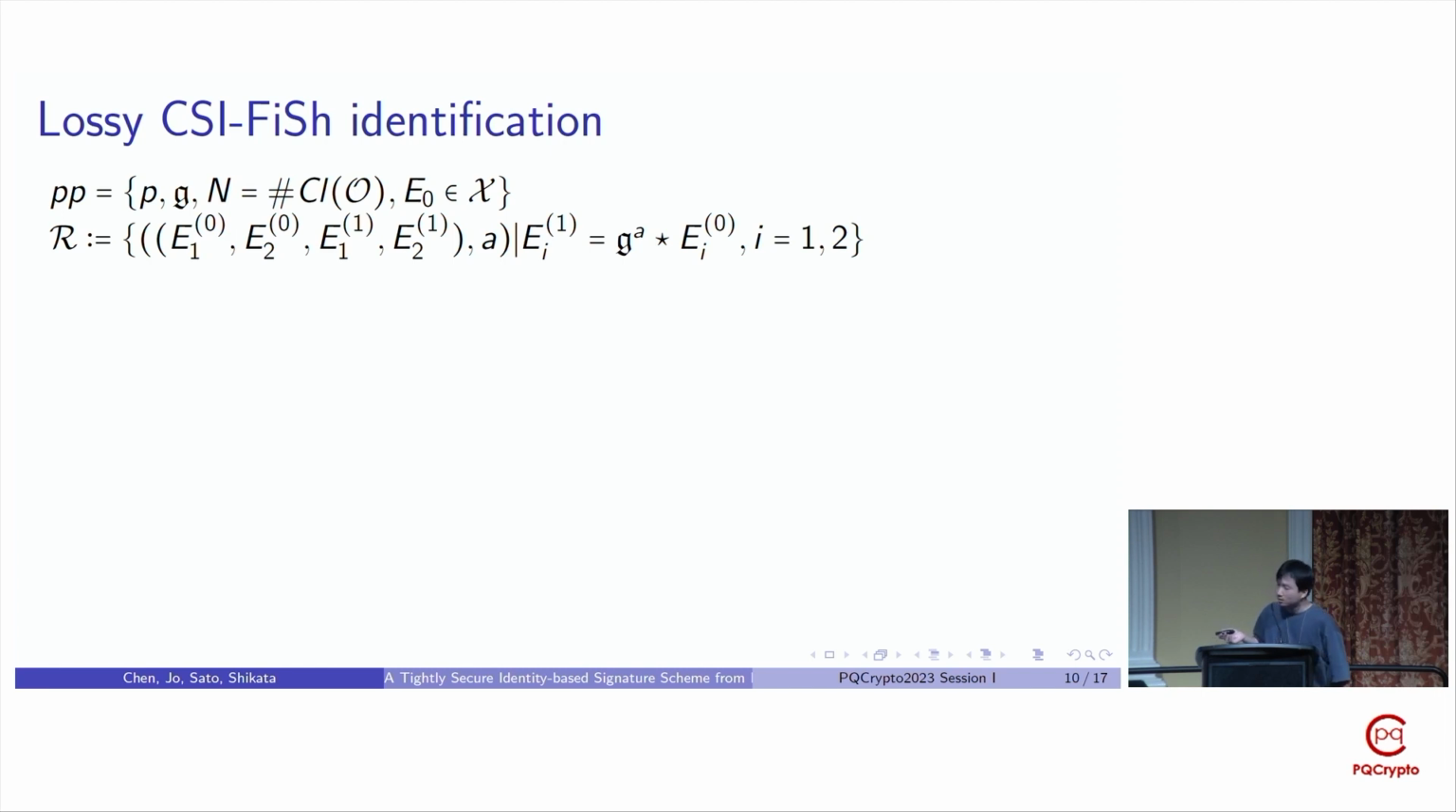Next, our proposal is based on lossy CSI-FiSh. Lossy CSI-FiSh is constructed by applying the Fiat-Shamir transformation to an identification protocol. We first introduce the base lossy CSI-FiSh identification protocol, and then lossy CSI-FiSh identification follows by enlarging the challenge space.